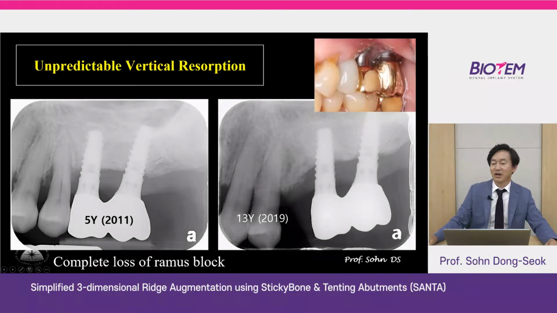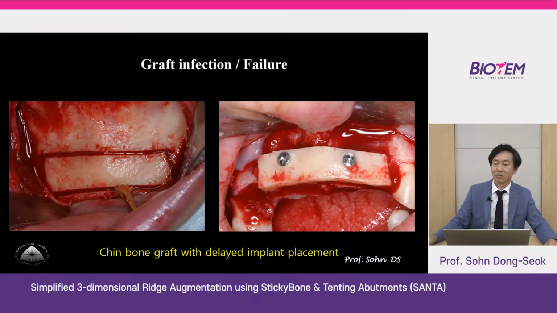After 13 years of loading, she came back to me for further evaluation. No more bone resorption is seen, but the cortical bone has completely disappeared. This is another complication of block bone, which is a graft failure, graft infection.